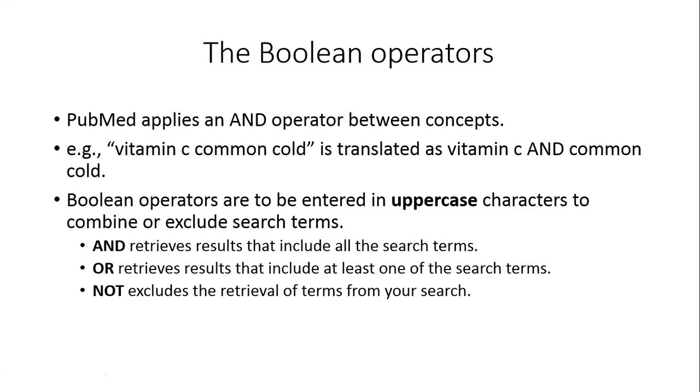Or you can combine them in an order. For example, AND would retrieve search results that include all of the search terms that you are using to join these terms, whatever number of terms. You can use OR to retrieve results that include either one of the terms, and NOT would exclude the retrieval of certain terms from your search. So these are the three usually used Boolean operators for constructing effective queries.